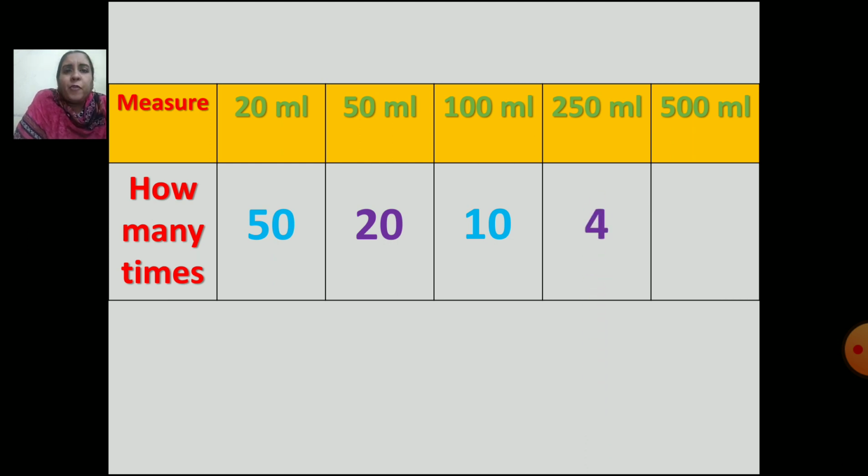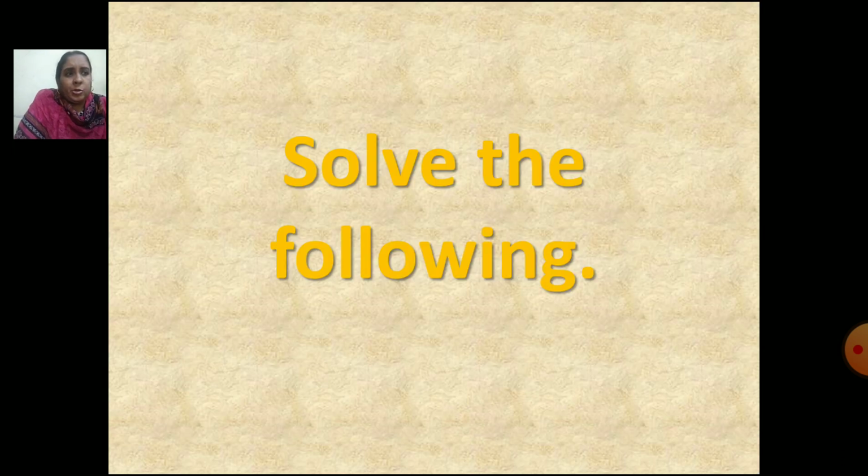Okay, and 500 ml, sometimes you get the cold drink bottle also of 500 ml, right? So when you add 500 plus 500, you will get 1000 ml. So how many times will you take 500 ml to make 1000? 2 times. So your answer is you will take 500 ml 2 times. Okay, children. Now let us see the next question, that is solve the following.